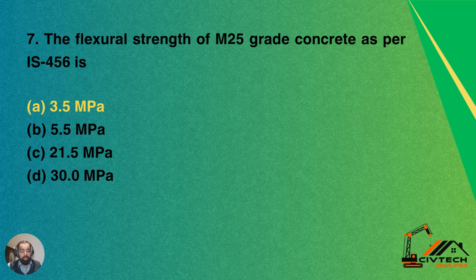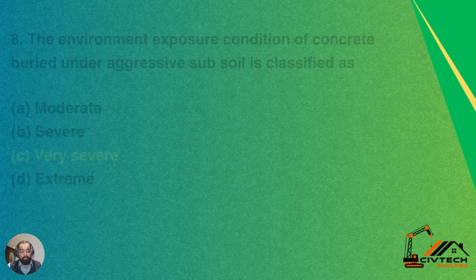Question 7. The flexural strength of M25 grade concrete as per IS 456 is: option A, 3.5 megapascal; option B, 5.5 megapascal; option C, 21.5 megapascal; option D, 30 megapascal. So option A is correct. 3.5 megapascal is the flexural strength of M25 grade concrete.